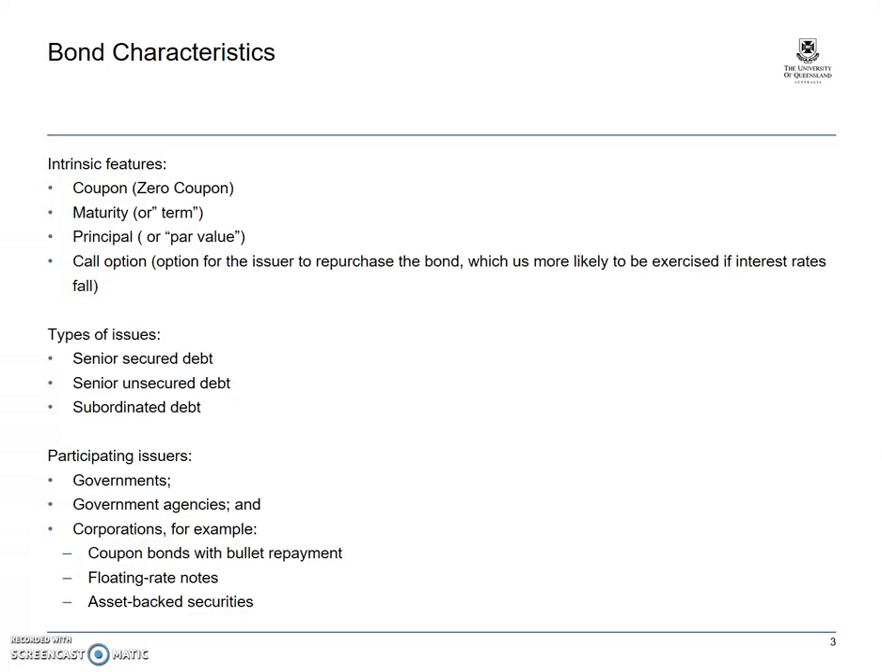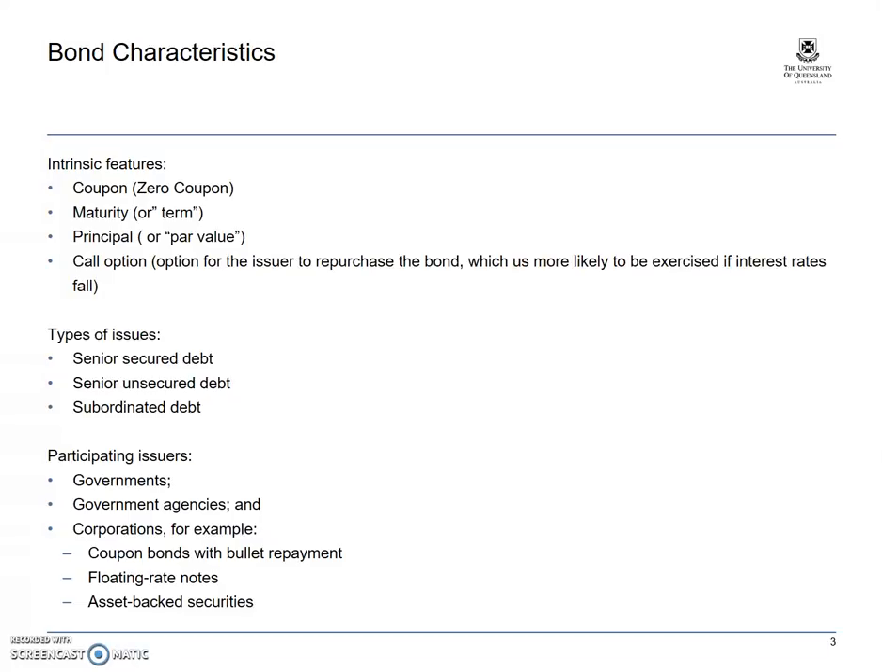Well, you can issue debt which can be senior and secured. So it ranks very highly in terms of liquidation, and it's also secured by assets. Kind of the next rung down is senior and unsecured. So it ranks highly, but it's not secured by any specific assets. And then you've got subordinated debt, which tends to be ranking below the senior debt, and so obviously would be less secure and require a greater yield to compensate for that greater risk.